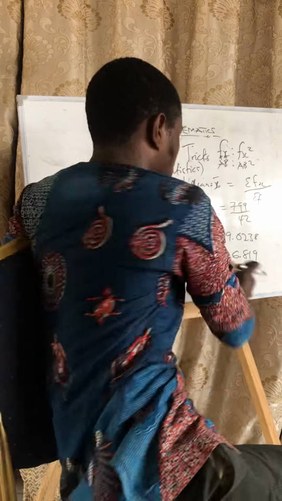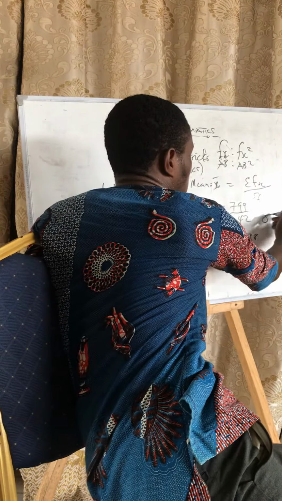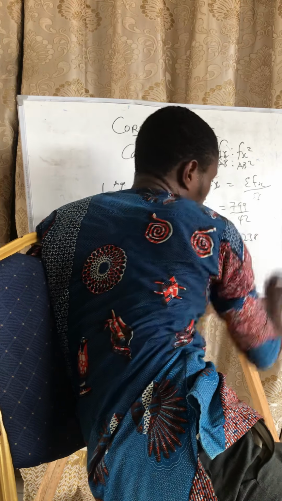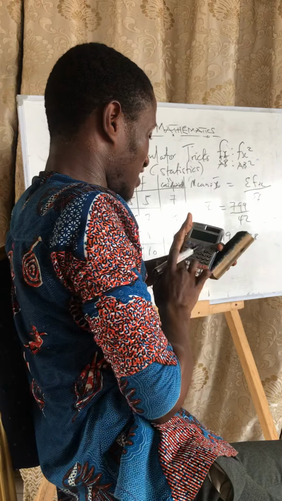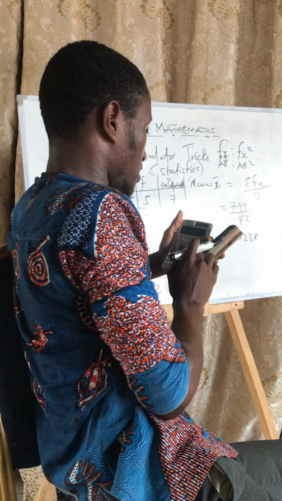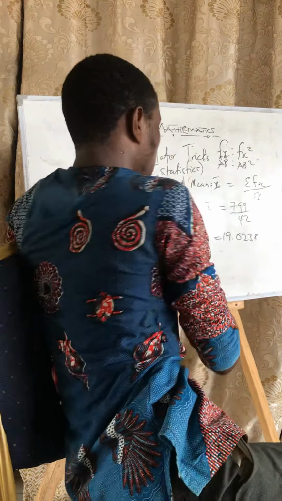Then we'll be left with, so let me write there, this one here, 6 points. What was it? Let me get it back from the calculator. Okay, 6.819. So I know that the standard deviation is equal to the square root of sigma f x squared over sigma f, minus the mean, this is also the mean, all squared. So now I just quote the formula.